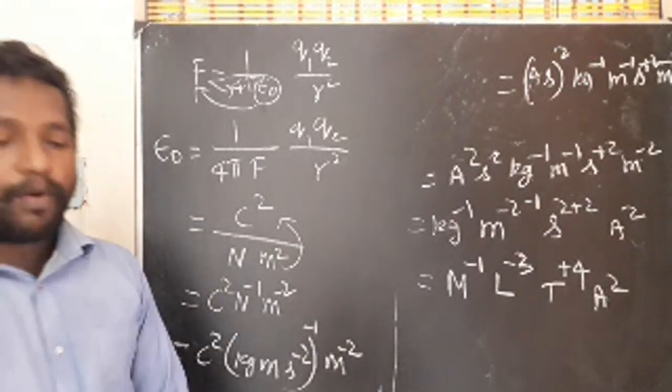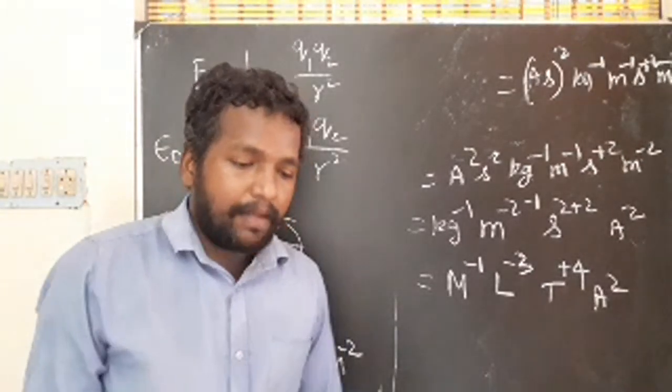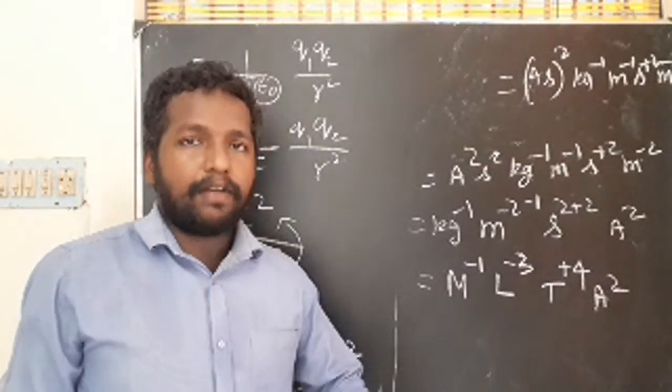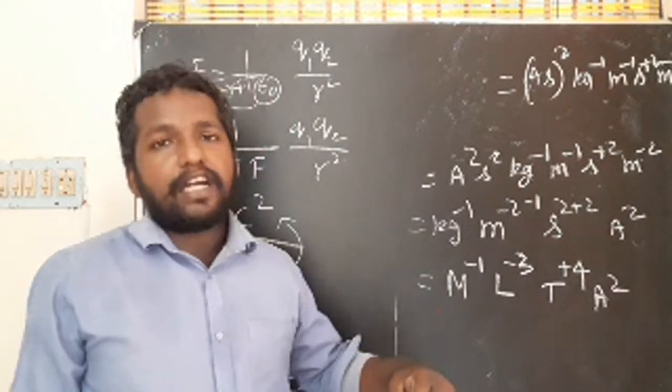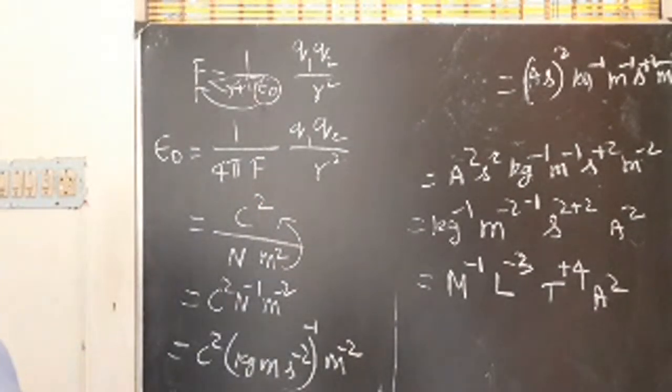Next we are going to do the magnetic field constant, which is called permeability. Permittivity is for the electric field constant, permeability is for the magnetic field constant. Everything we are going to learn in future. Now we are discussing only the unit.